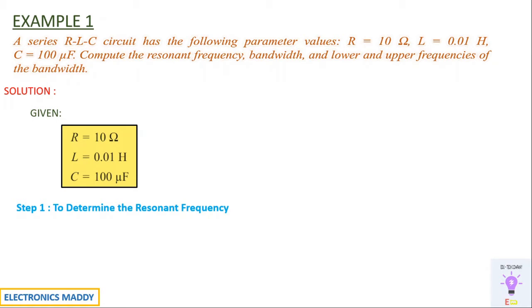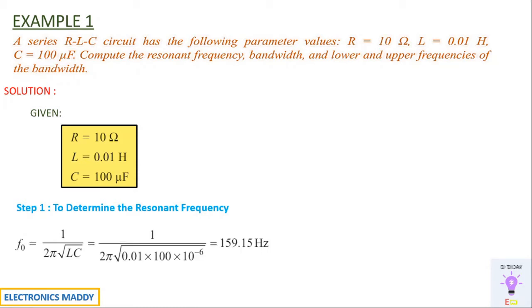Step one is to determine the resonant frequency. So how do we do that? We know the resonant frequency is given by F naught is equal to 1 by 2 pi root LC. Substitute the value of L and the value of C, and you'll get 159.15 Hertz. So it's basically a straightforward substitution.